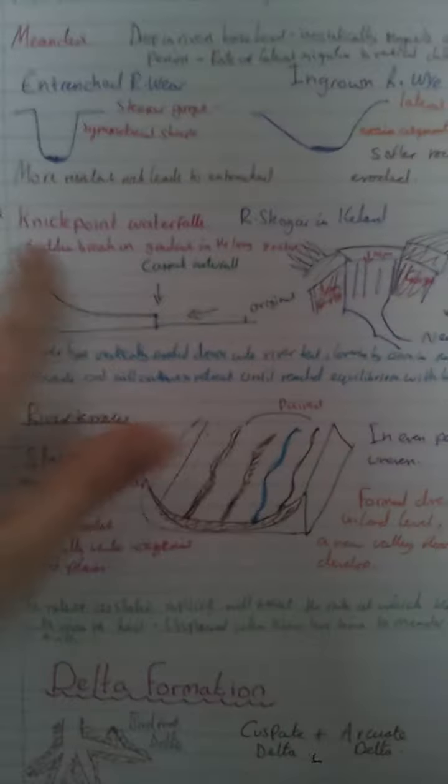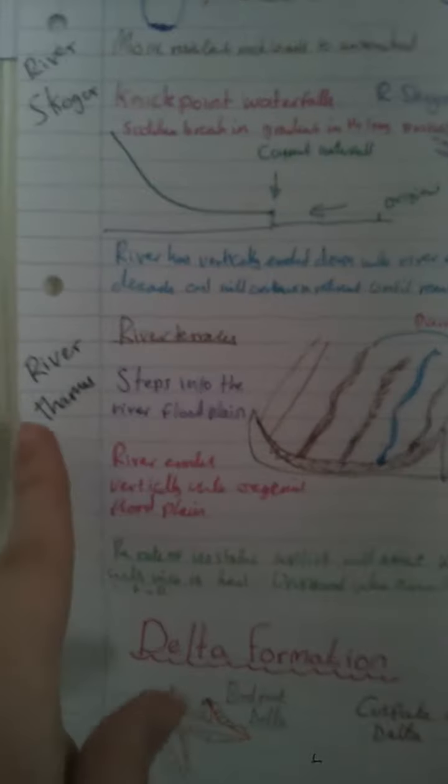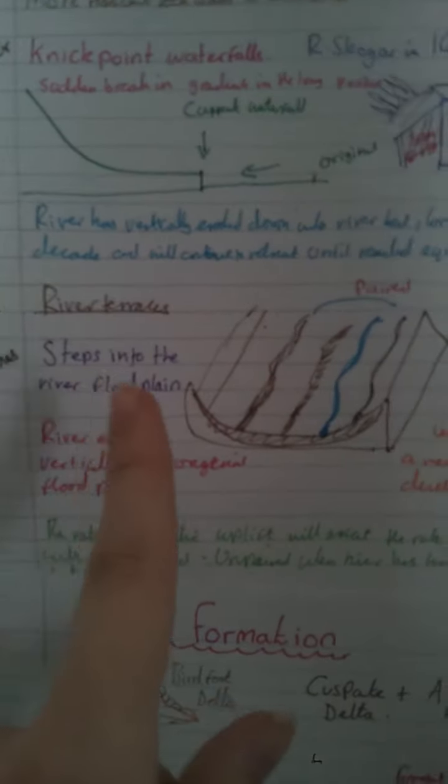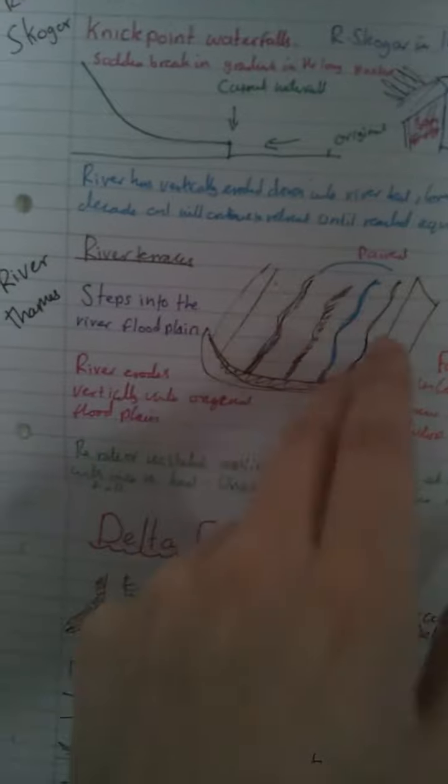So the examples for the ingrown and entrenched meanders are in River Wear and River Wye. The one for the nick point waterfall is River Skogar in Iceland. And the river terraces one is in the River Thames. So you can get paired terraces or unpaired terraces. So these are the deltas here.